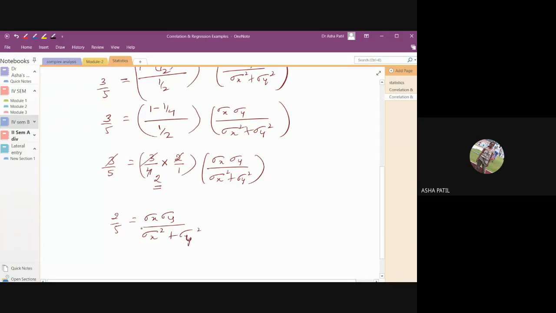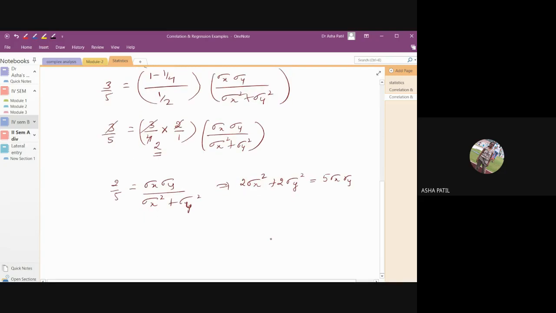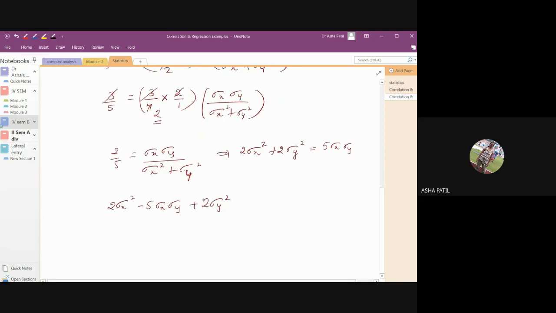Let us cross multiply the terms. 2 times sigma x square plus 2 times sigma y square is equal to 5 times sigma x sigma y. Now with this, you have to solve for sigma x or sigma y, any of it. How will you simplify? If you take this 5 on the other side, you get like this, plus 2 sigma y square is there. How to simplify this?